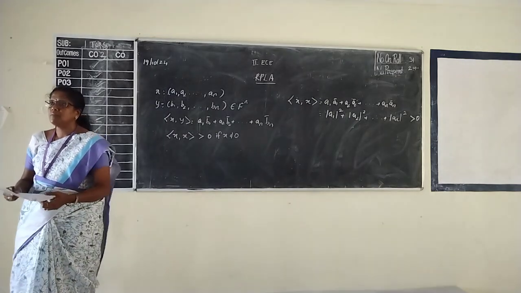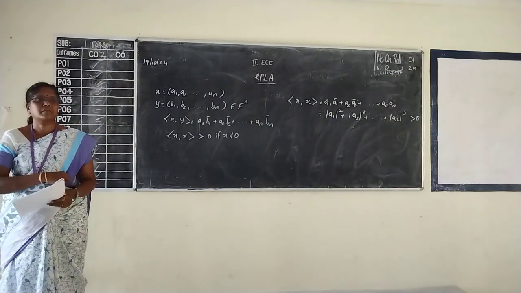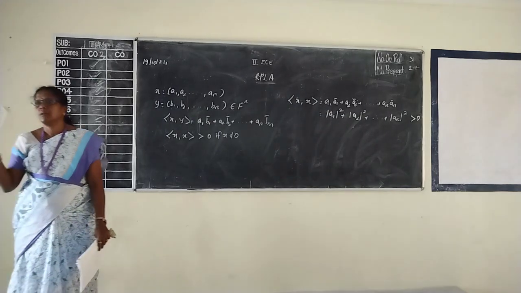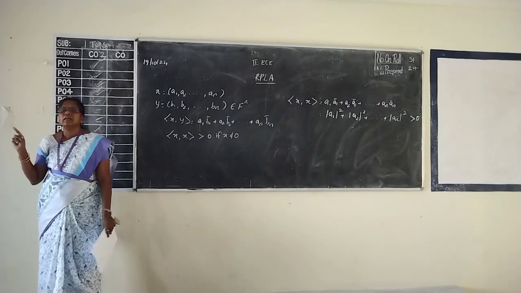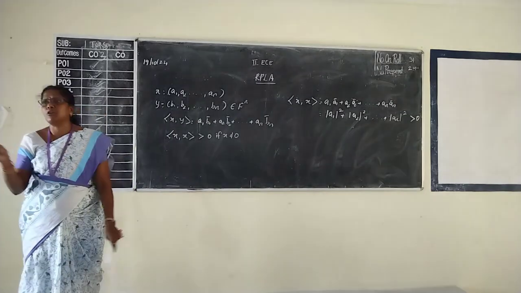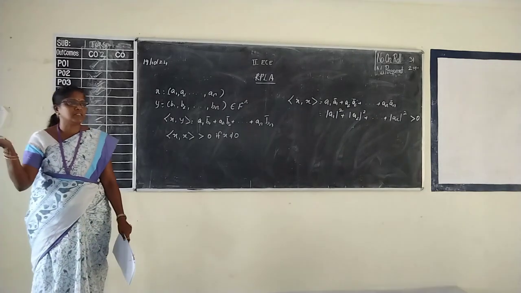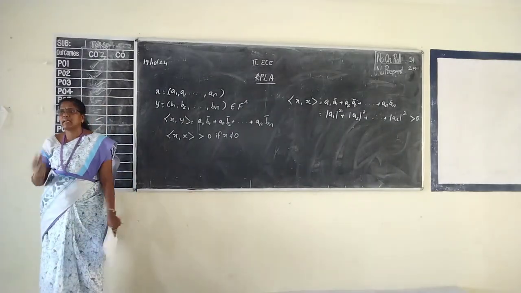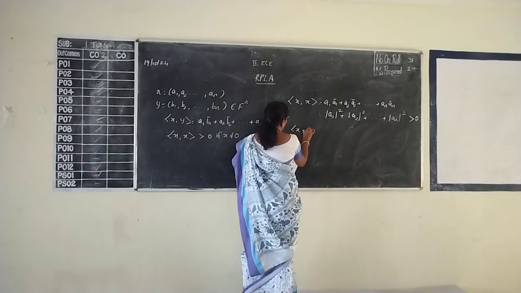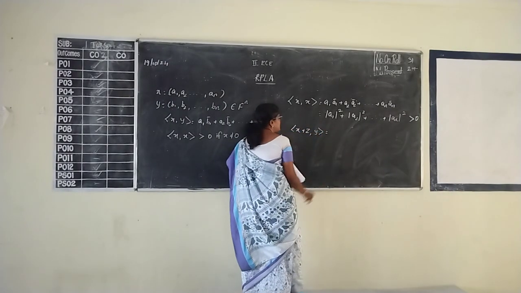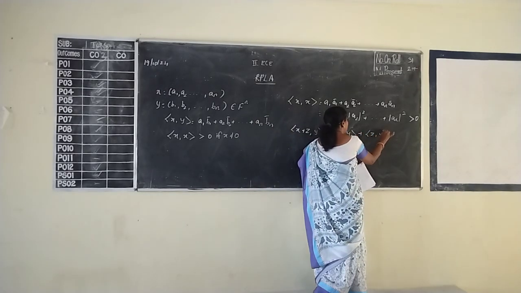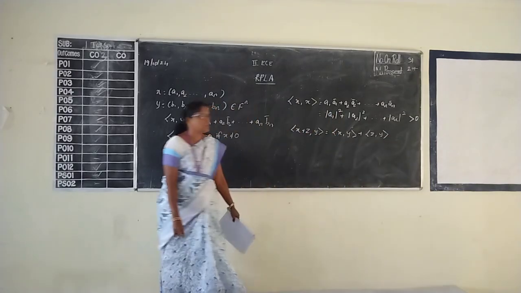Okay, so take the next one. What is the second one to prove? Inner product of x plus z comma y should be equal to inner product of x comma y plus inner product of z comma y. Same procedure, we are going to rewrite and prove that LHS is equal to the RHS. This is what you are supposed to prove.